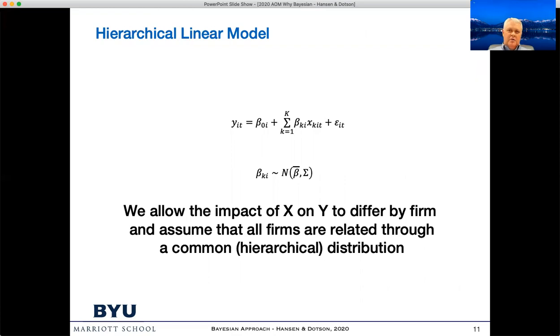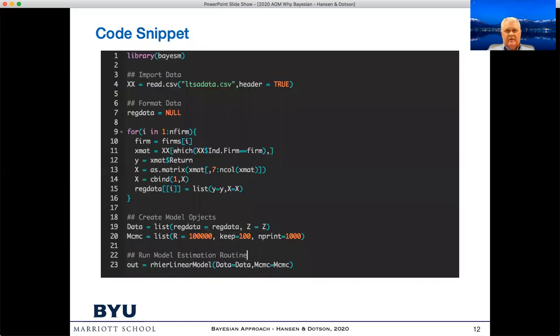to our hierarchical model. In this hierarchical model, we are now allowing the impact of X on Y to differ based on the industry that they're in. And this is what really adds to the power of a Bayesian model, that we're able to model this in such a way that we're accounting for the fact that each firm is operating within an industry. That also allows us to say something about industry effect versus firm effect.